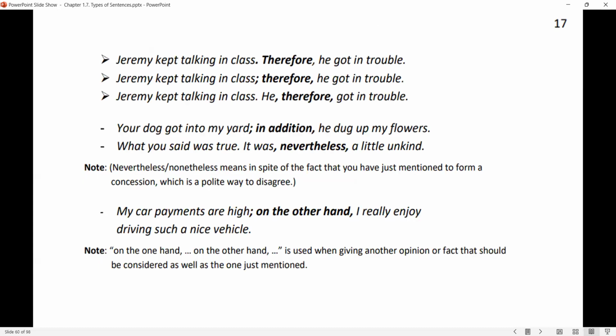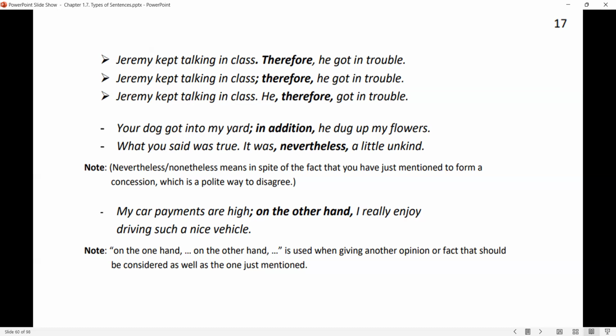In your booklet, on page 17, we have some examples with therefore and other conjunctive adverbs. Let's read them. Jeremy kept talking in class. Therefore, he got in trouble. So that's the reason. Then look at the punctuation. You can use different forms of punctuation with this word as well, like however. Therefore, he got in trouble. Jeremy kept talking in class. He therefore got in trouble.